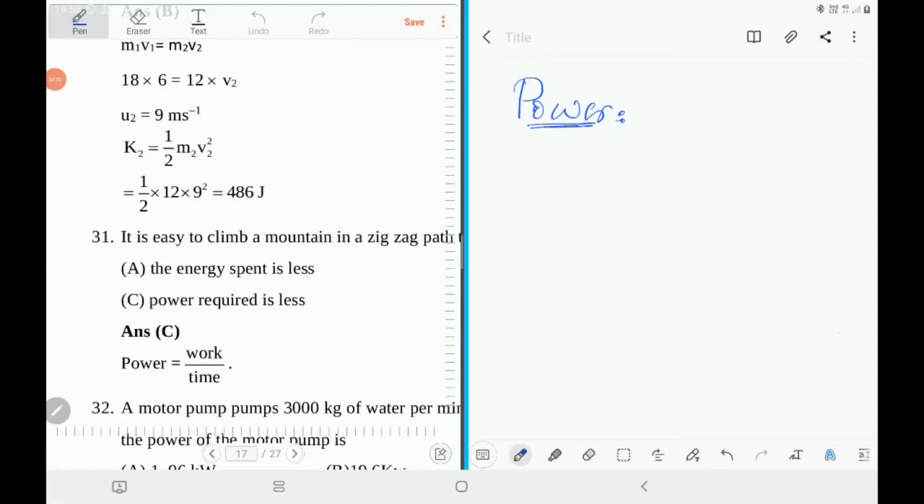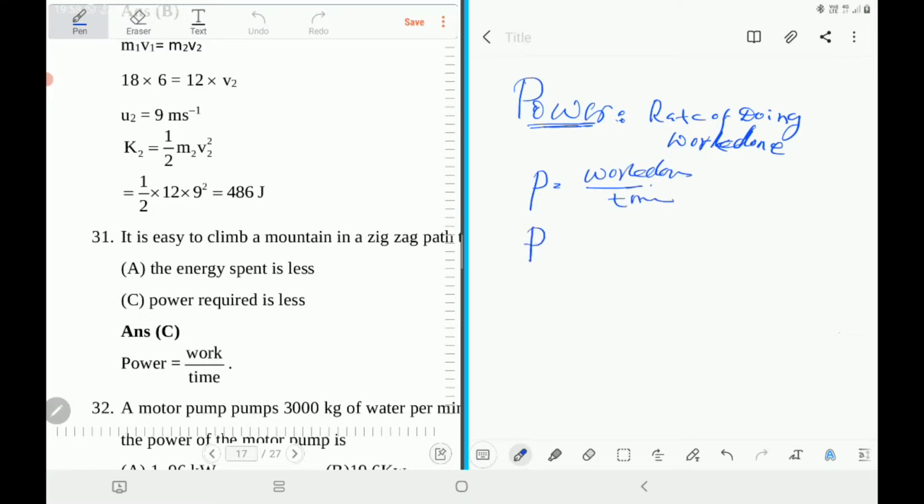Children, next we'll see some problems related to another term, that is power. What is power? You have learned power as the rate of doing work. The rate with which the work is done, because sometimes just work done is not sufficient to explain a particular phenomenon. It requires something more to understand about the work, that is power. Power is the rate of doing work, work done divided by time.